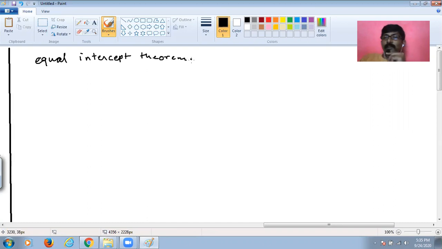So I will recommend to you all students, please write it down along with me so that you do not have to pause afterwards and then rewrite this proof. So better you write it down along with me. What is equal intercept theorem?